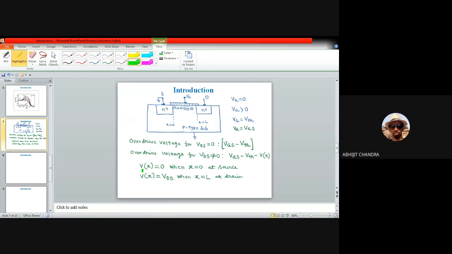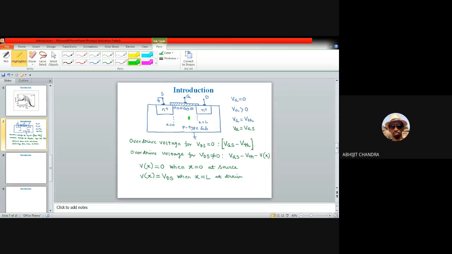And here, these are the two different boundary conditions for VX. One is VX equal to zero when you are at the source, that means at X equal to zero. And VX will be equal to VDS when X equals L, that means you are at the drain position.